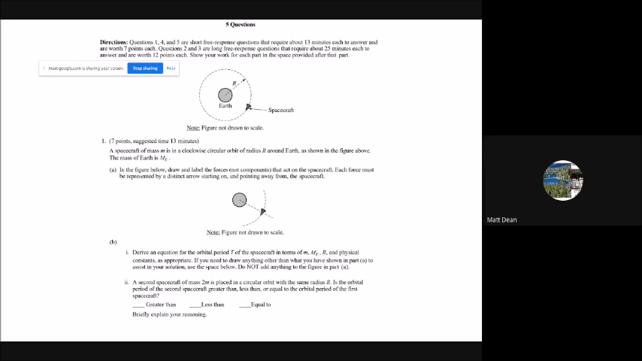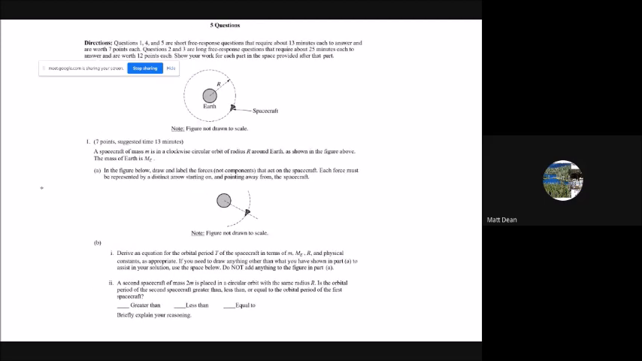All right, so we've got a spacecraft going in a clockwise orbit around Earth, radius of r. First of all, it wants us to draw and label the forces, not components, on the spacecraft. It specifies each force must be represented by a distinct arrow starting on and pointing away from the spacecraft. And notice it says draw and label. So that's important.